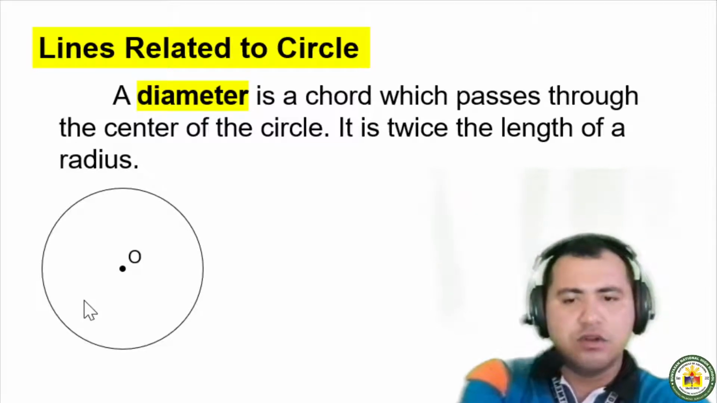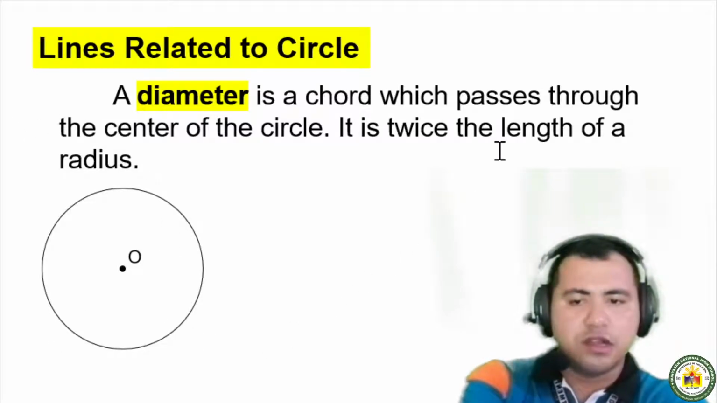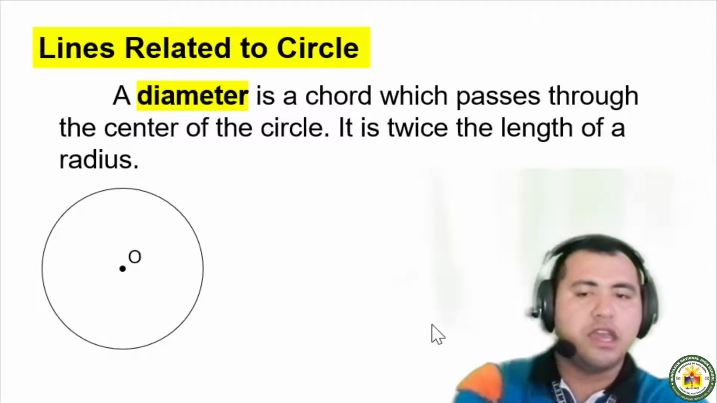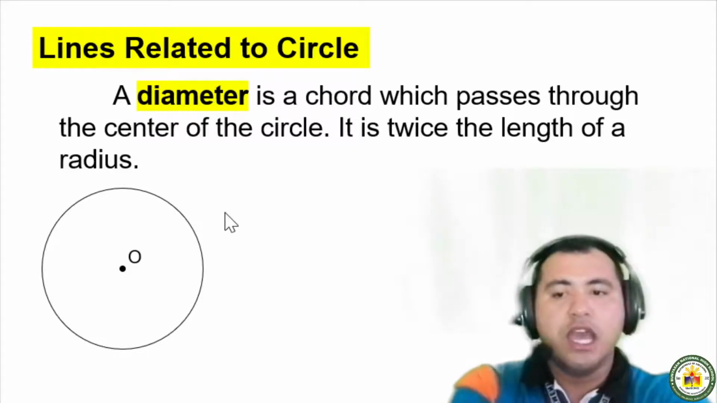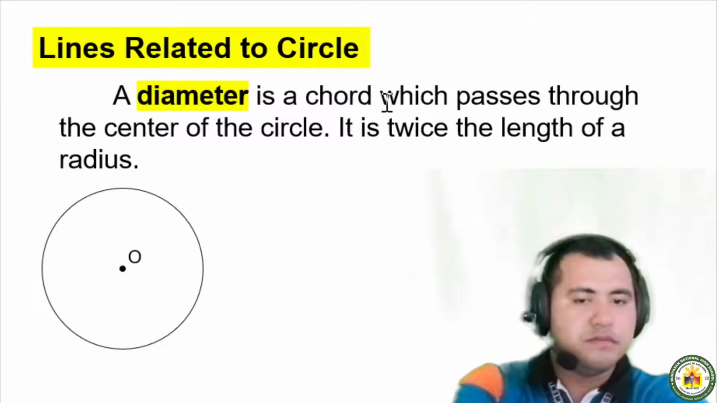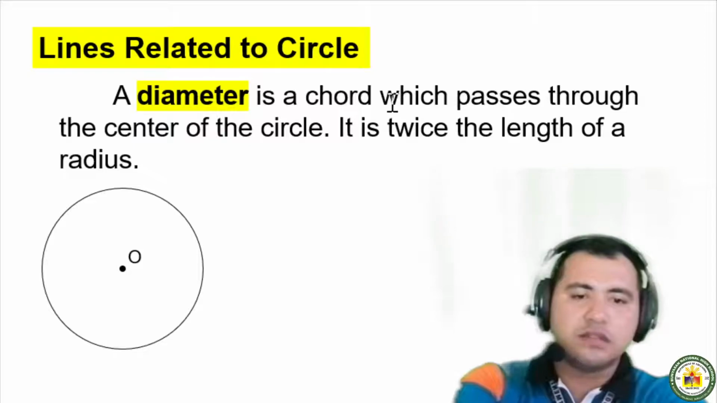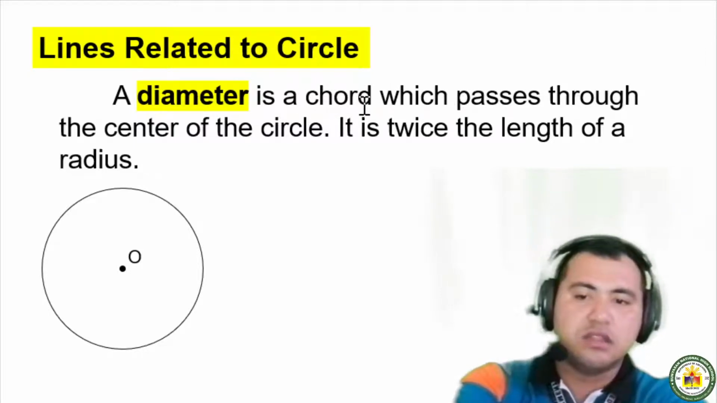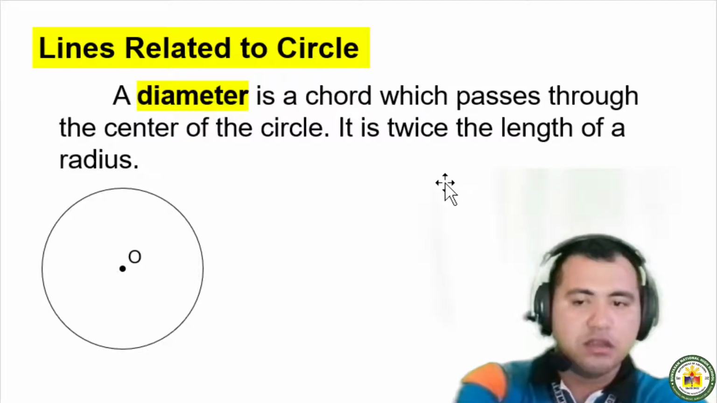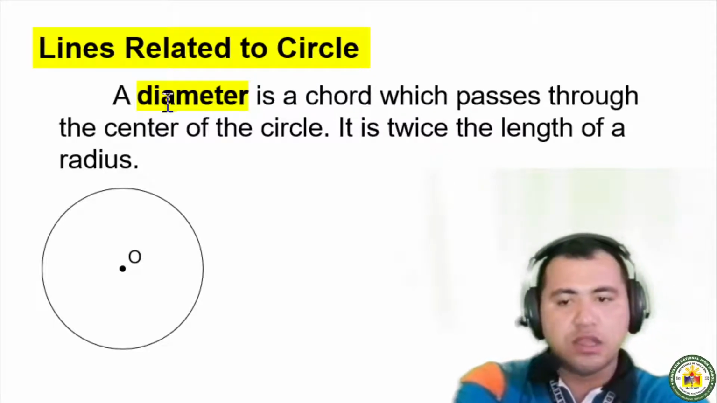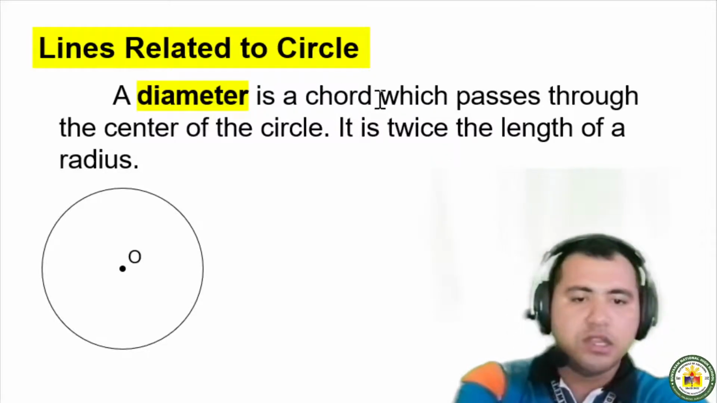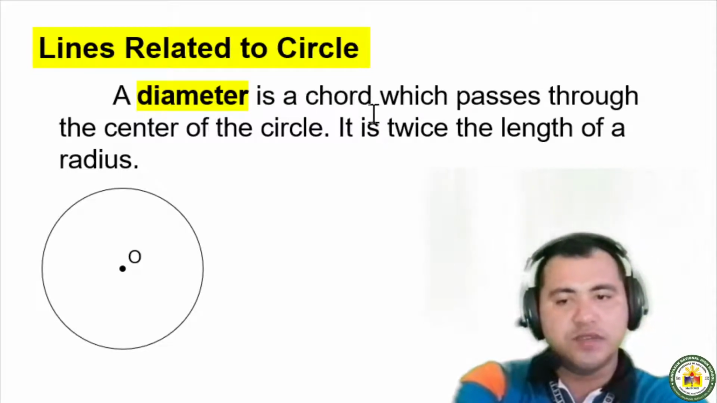A diameter is a chord which passes through the center of a circle. So it is twice the length of a radius. The keyword here is that a diameter is a chord. That means a diameter is a chord. What makes that chord special? What makes that chord become a diameter? Why is it called a diameter when it is just a chord? What is special about it?